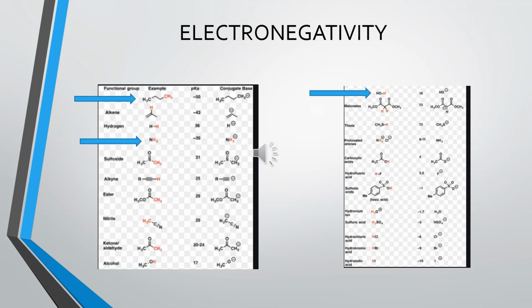The effect of electronegativity. Again, compare butane, pKa 50, with ammonia, pKa 35, with water, pKa around 16. It's the difference between carbon bearing a negative charge versus nitrogen versus oxygen. The more electronegative the element, the more capable it is of stabilizing a negative charge. Pretty simple.